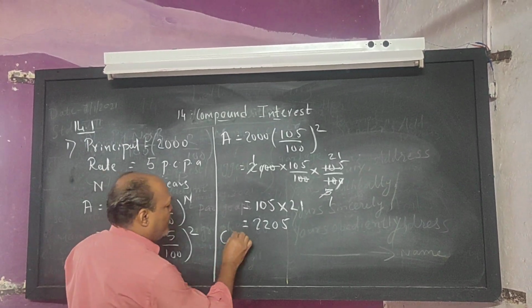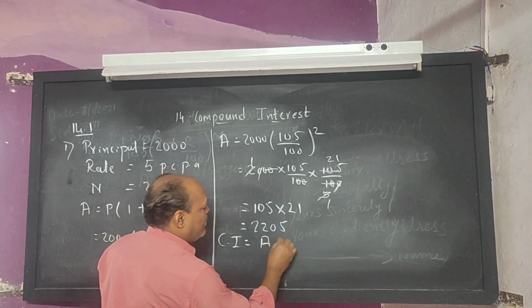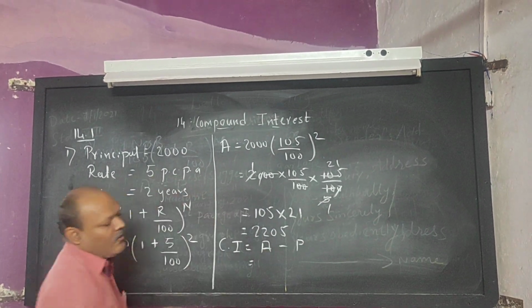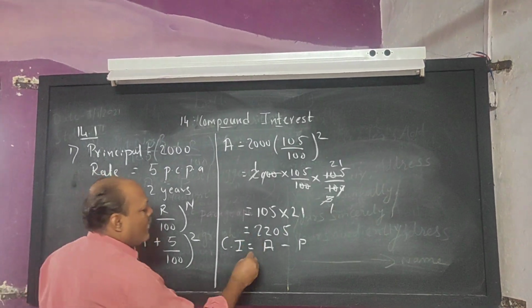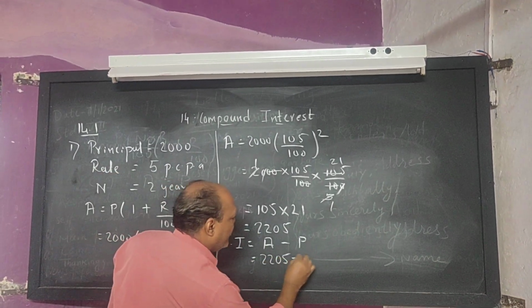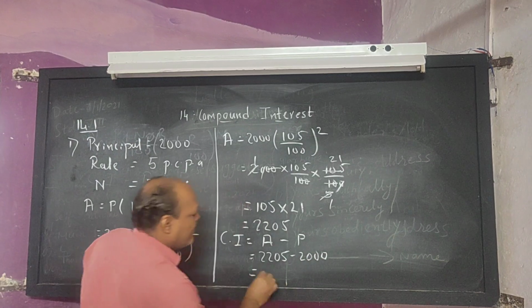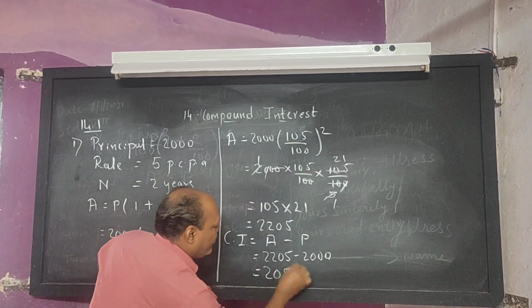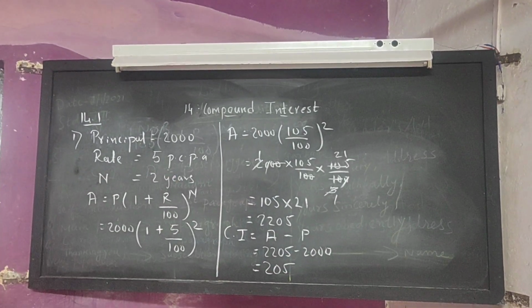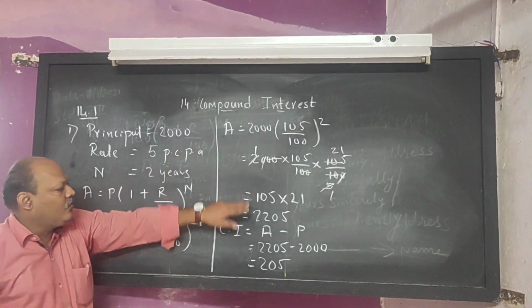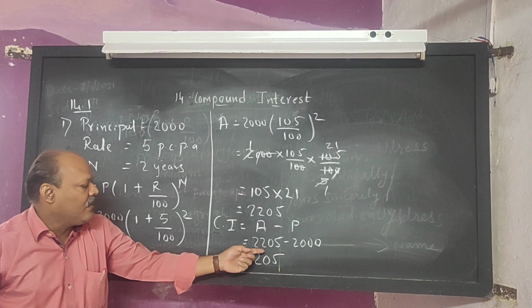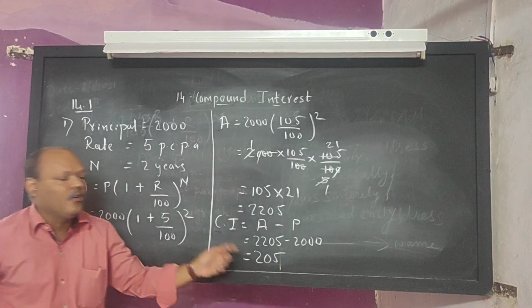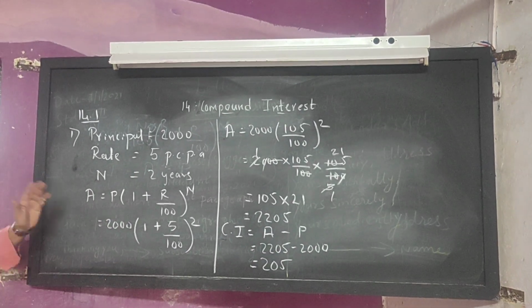What do you have to find? Compound interest. The formula is amount minus principal. A means amount, P means principal. So the amount you got, 2205, minus 2000. So your answer will be 205. I hope all of you understood the first sum. The amount you got 2205. Compound interest formula is amount minus principal, that is 2205 minus 2000. You are going to get 205. This was the first sum.